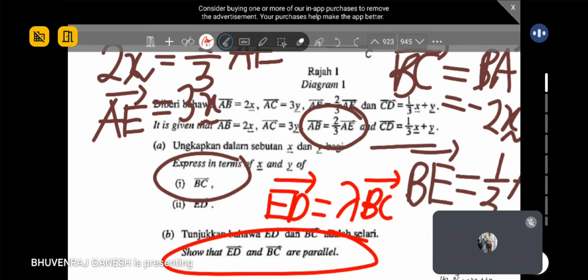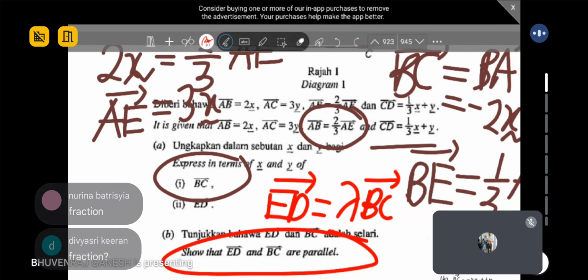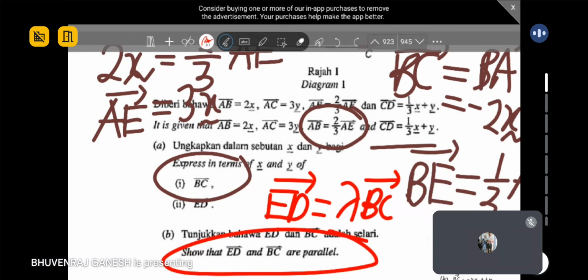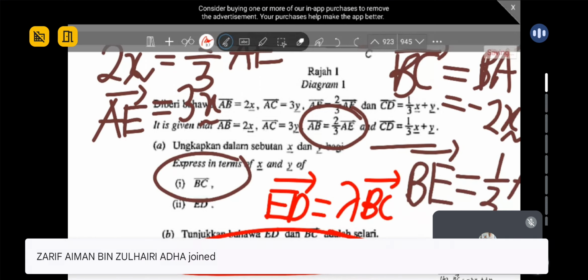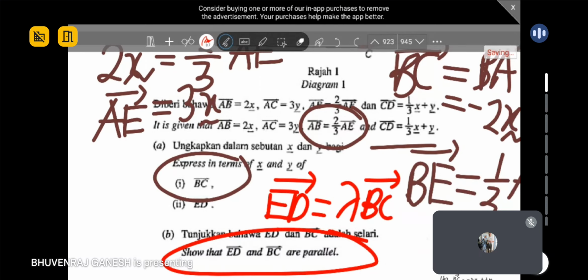More specific, lambda must be what type of number? Lambda tu kena nombor jenis apa? May I know? Usually lah. Anyone? Think and see. Your lambda you must get what? Very good. Fraction, guys. Pecahan. Very good. Novina and Divyasri, correct. Okay, it must be a fraction. Pecahan. Okay, because when you have fraction, then only you can have ratio. Am I right, guys? Do you agree with me? Kalau ada pecahan, baru kamu akan tahu nisbah antara ED dan BC.